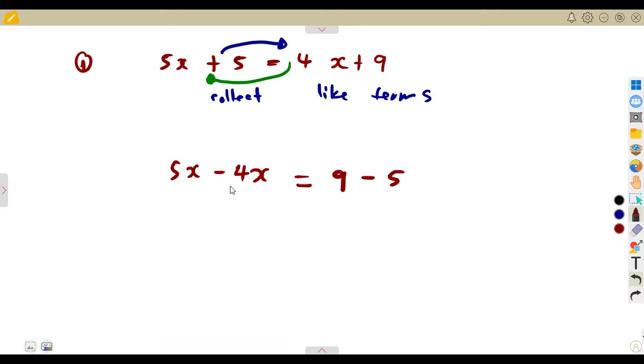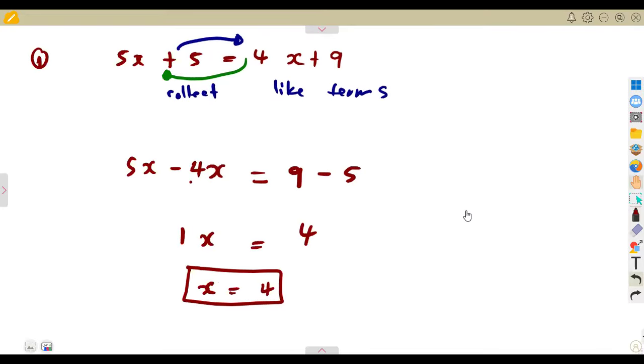So let's subtract 5 minus 4. This is 1x. 1x is equal to 4. 1x is the same as x, so it means x is equal to 4. So we are asked to also check these answers.